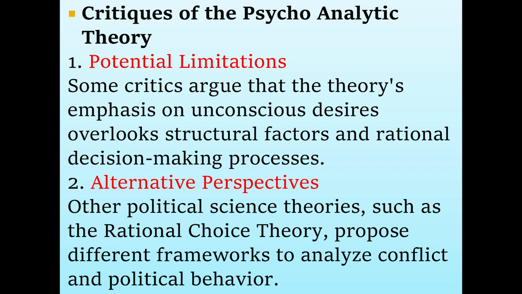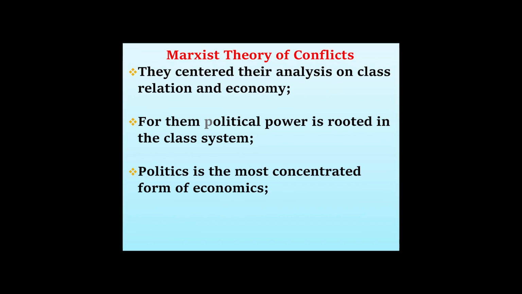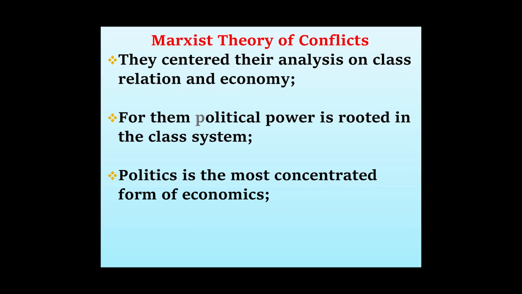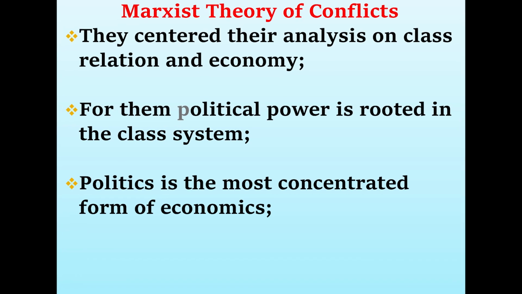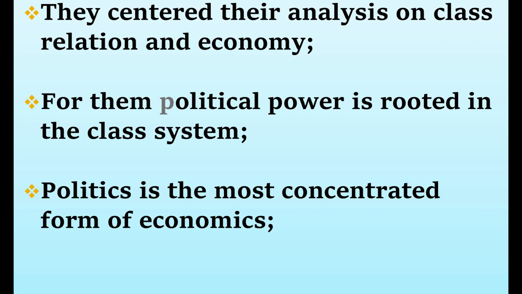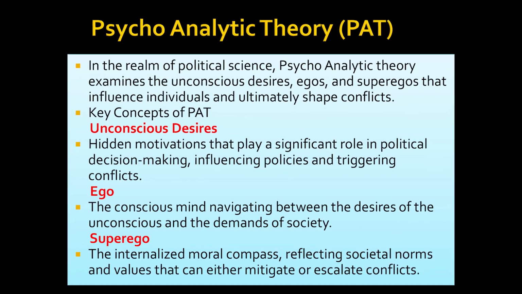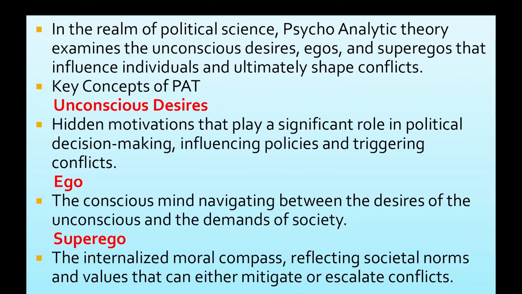The seventh theory we see here is the Marxist theory of conflict. They center their analysis on class relations and the economy. For Marxists, political power is rooted in the class system. Politics is the most concentrated form of economy. Class struggle is the heart of power. Politics and economy. The conflict against the exploiting classes is a struggle that leads to social revolution.